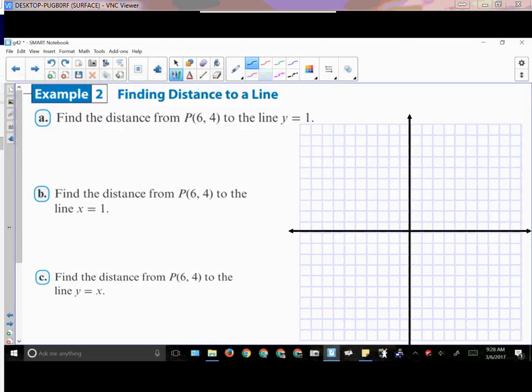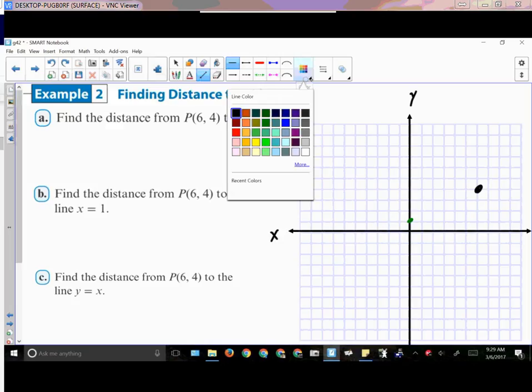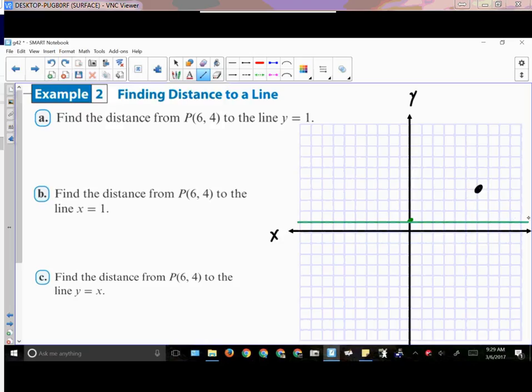Say, for example, that I want to find the distance from the point (6, 4). 1, 2, 3, 4, 5, 6. So there's my point. Now the first line that I want to do here is y equals 1. Just remember, this is the y-axis up here, this is the x-axis here, and if I want y equals 1, that means y equals 1 is right here. So I've got my line going to go through right here.